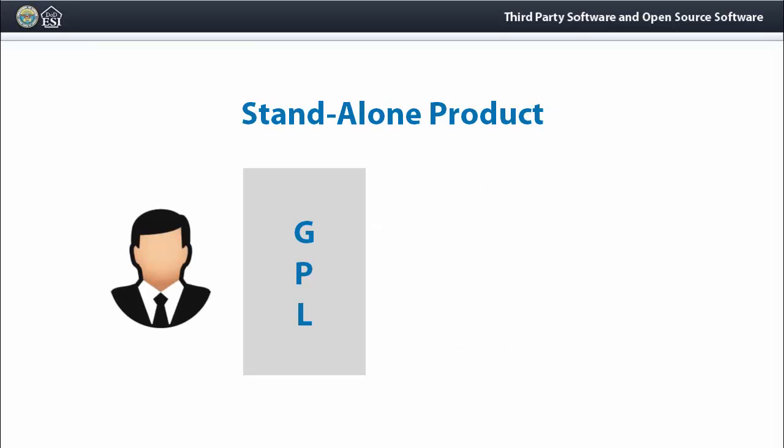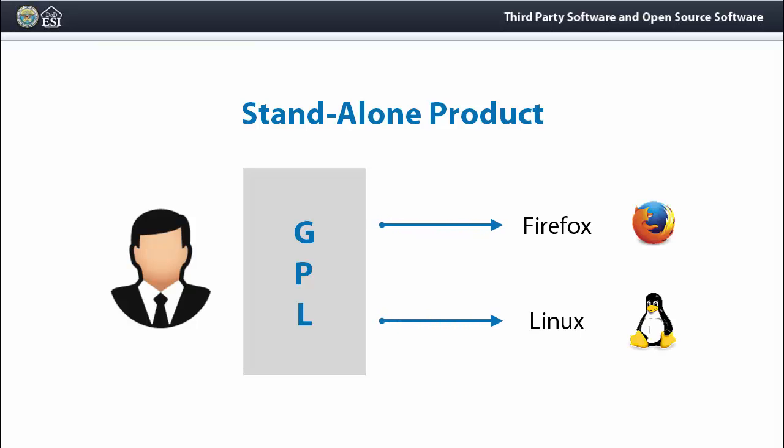Some open source is available as a standalone product. Examples include the Firefox browser and the Linux operating system. It is clear to a licensee when a standalone open-source product is licensed. The rights and duties are spelled out in the GPL license. Potential problems arise when pieces of open-source code are used in proprietary products. We will discuss those issues shortly.